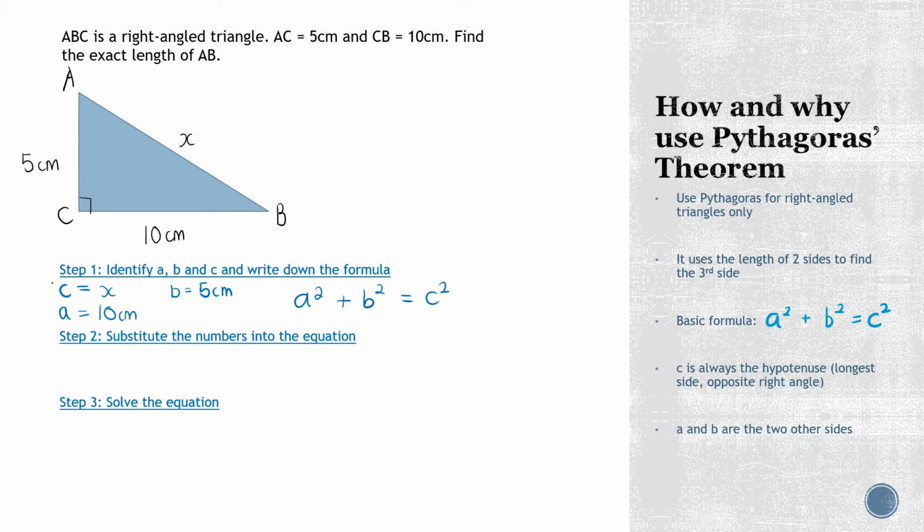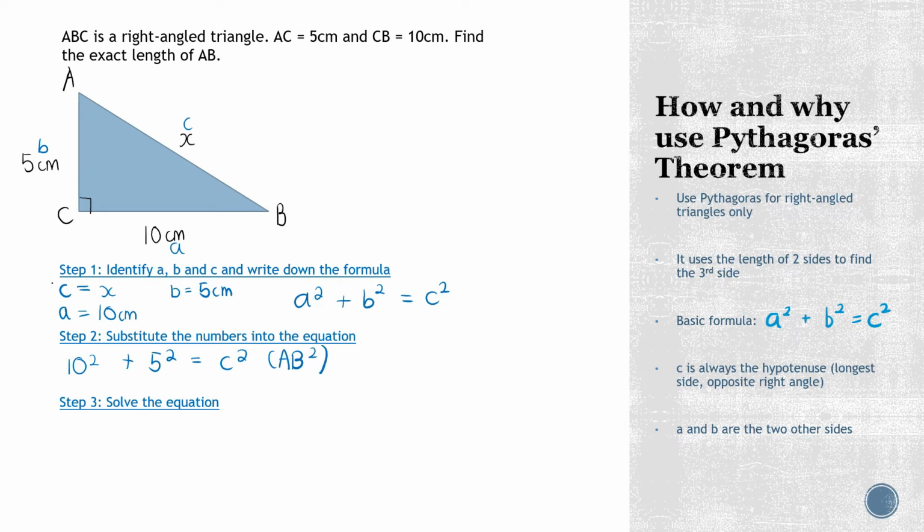Okay, so step number 2, substitute the numbers into the equation. So we know that we've named 10 centimeters as A. I'll just put a little A underneath it so we can remember. 5 centimeters as B and X as C. So using that, we substitute this in. So A squared, so 10 squared plus B squared, so B is 5 squared equals C squared, or same as AB squared.